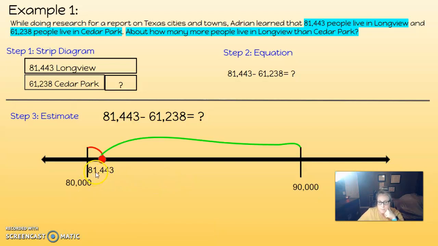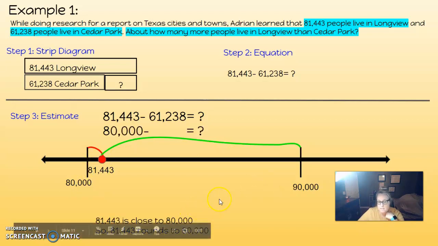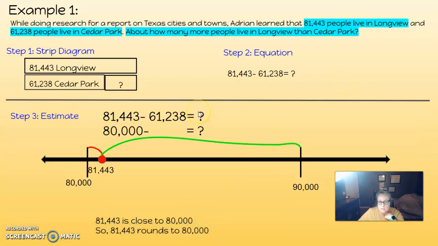So is 81,443 going to round to 80,000 or is it going to go to 90,000? If you said it's going to go to 80,000, you are correct. 81,443 is close to 80,000, so that means it's going to round to 80,000. And you'll see underneath 81,443 in my equation, I actually wrote 80,000 just so it helps me remember.